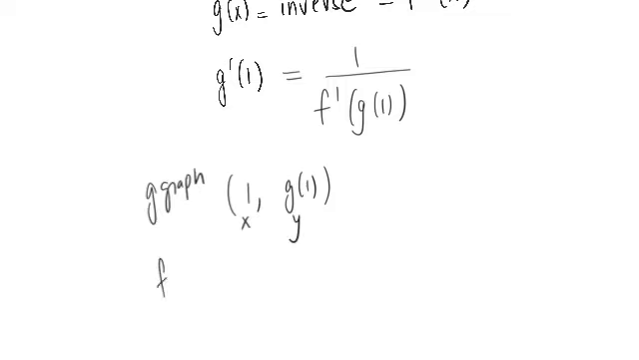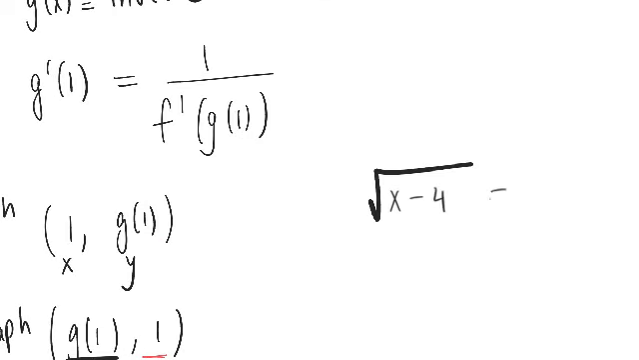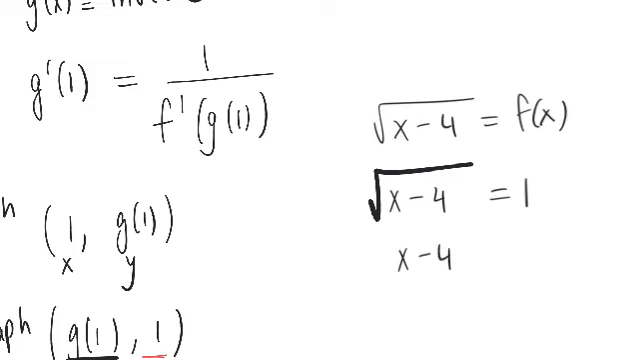That means on the f graph, the companion point is going to be g of 1 comma 1, right? Because the points get swapped. So I just have to find the x value on the f graph when y is equal to 1. So I take the equation for f, which is rad x minus 4, and set it equal to 1. This is equal to f of x. So if my y value is equal to 1, I just make the y 1, and then I square both sides, and I find x is equal to 5, right?